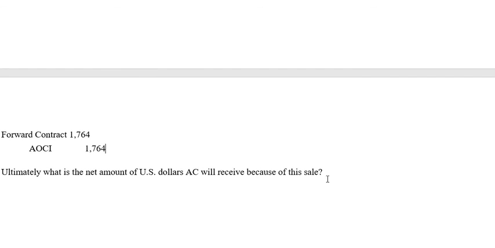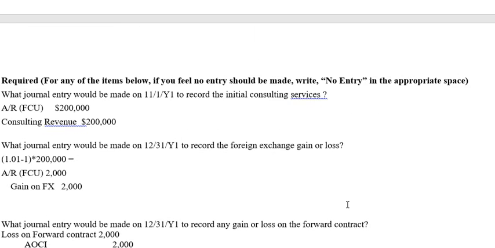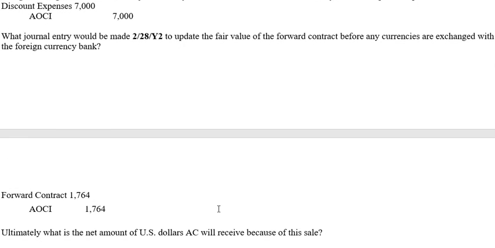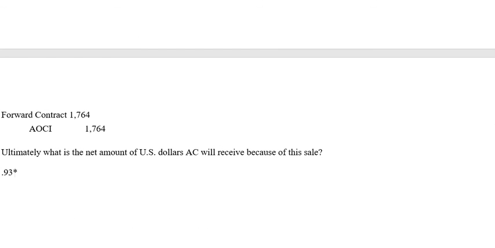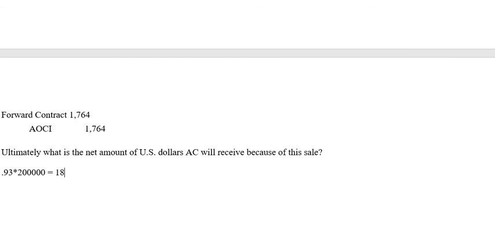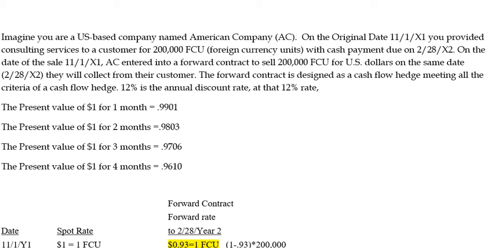And then finally, US dollars. I locked in at 0.93. Let's double check. I locked in at 0.93, times 200,000. FCU, double check, 0.93 times 200,000, 186,000 US dollars is your answer. And you could do the proof on your own like we've done previously. Yep, that's your solution for these problems. Best of luck to you on the exam.